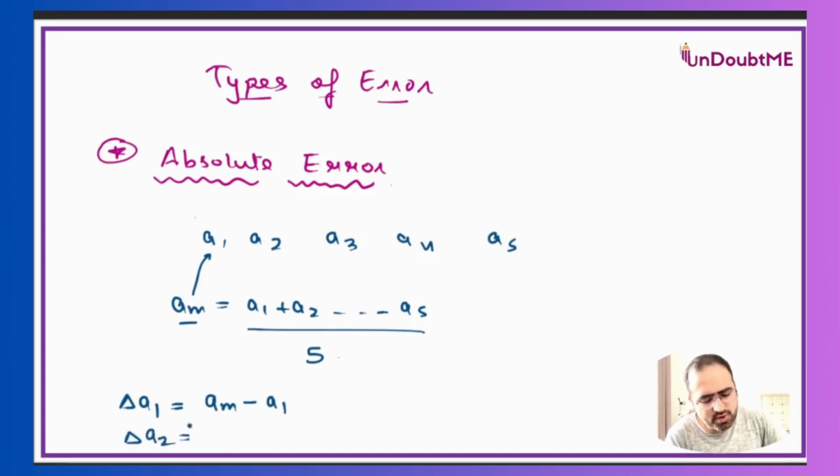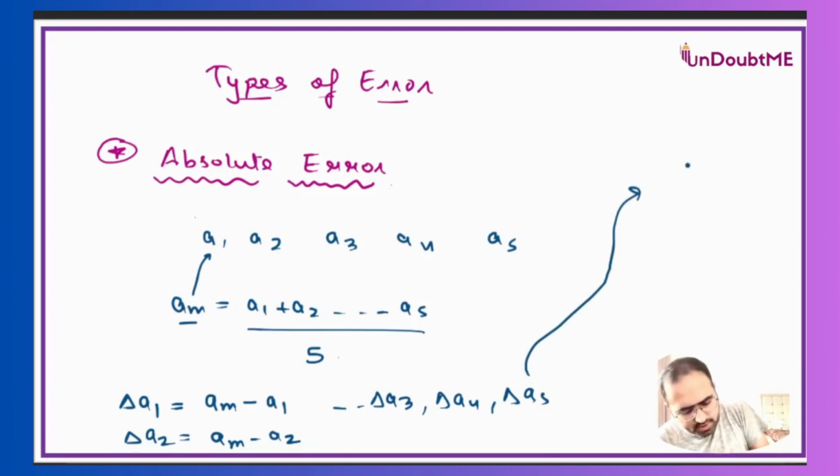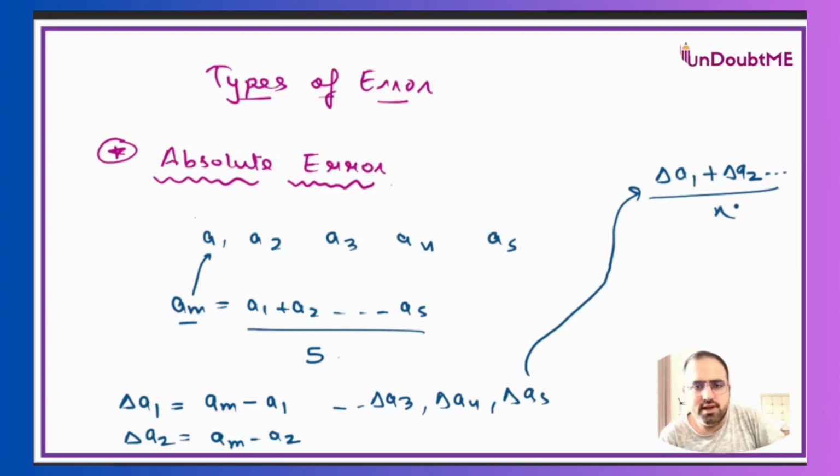Similarly, delta A2 will be the deviation of A2 with respect to mean. Likewise, we can find delta A3, delta A4, delta A5, and so on. Like that we can find all of them. Now, when we find the mean of these errors, delta A1 plus delta A2 and so on, divided by the number of observations, this is called the mean absolute error or absolute error.